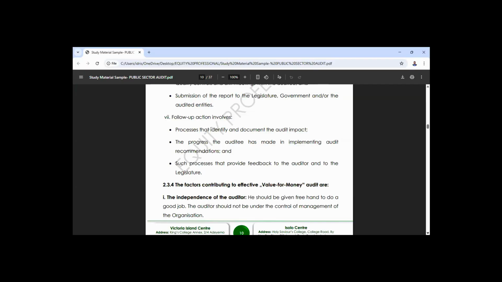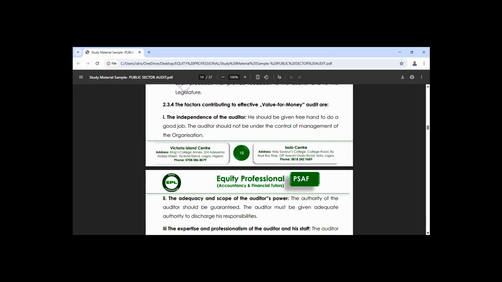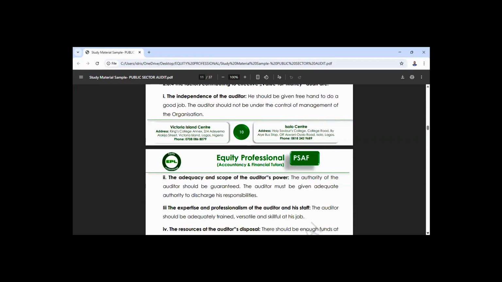Now, what are the factors contributing to an effective value for money audit? The factors contributing to an effective value for money audit are the same factors that contribute to an effective audit that we have mentioned earlier.